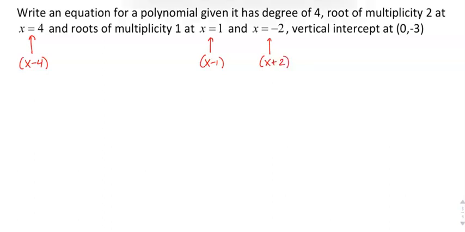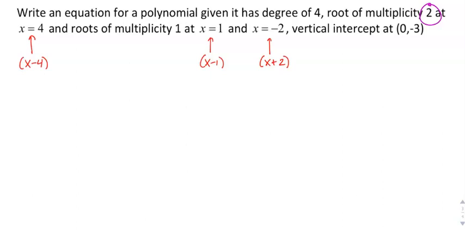Now come back and look at each of these multiplicities. The multiplicity is telling us about what happens at that particular root or zero. An even multiplicity means the graph will touch, an odd multiplicity means that the graph will cross. For our equation, the multiplicity is telling us about the exponents on each of these factors.